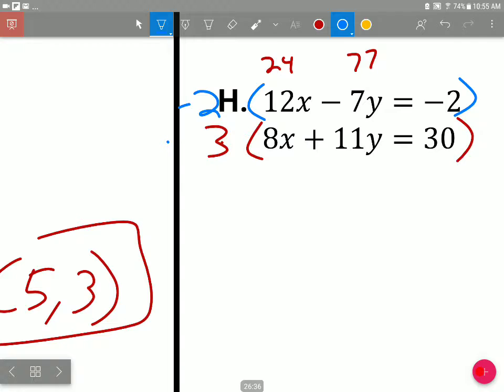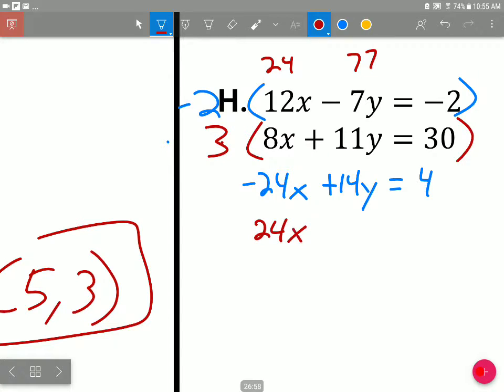So what's negative 2 times 12? Okay, so negative 24. What's negative 2 times negative 7? What's negative 2 times negative 2? 4. All right, let's do the bottom one. What's 3 times 8? Good, so those cancel out. What's 3 times 11? What's 3 times 30? 90. There you go.